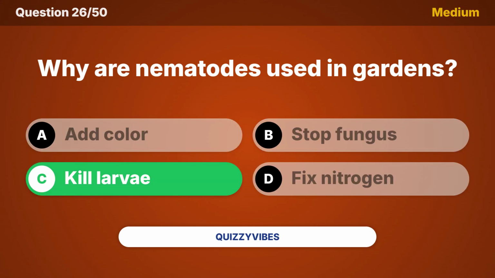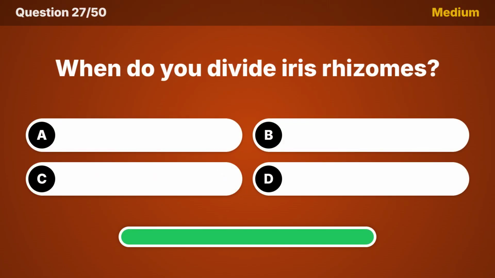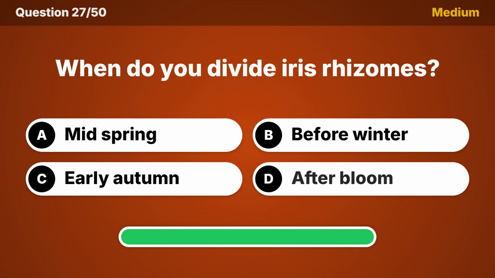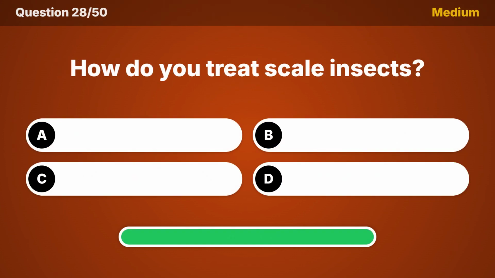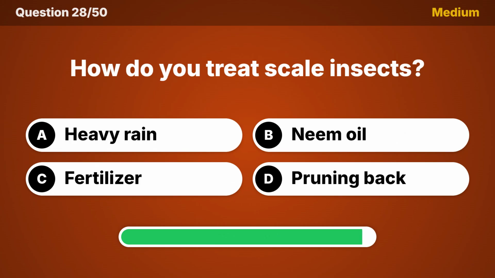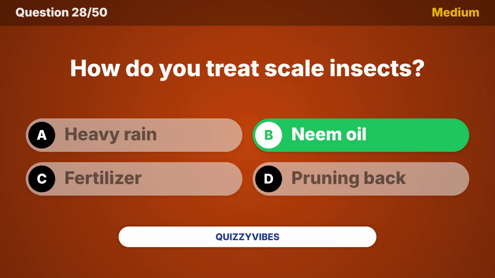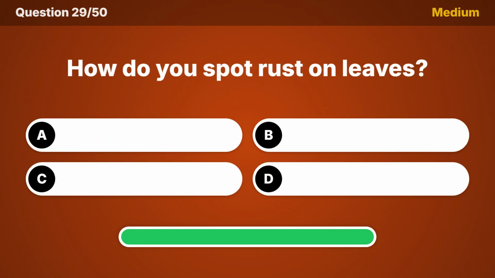Answer: kill larvae. When do you divide iris rhizomes? Did you guess it? The answer is after bloom. How do you treat scale insects? Answer: neem oil. How do you spot rust on leaves?